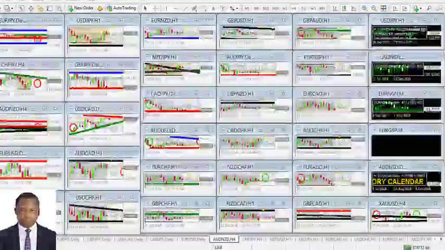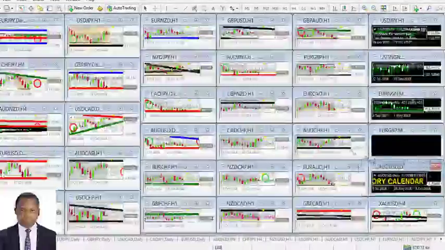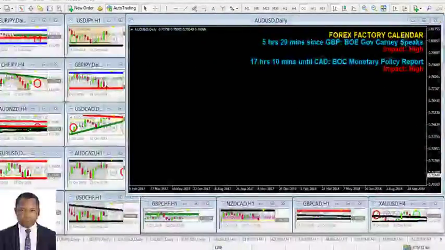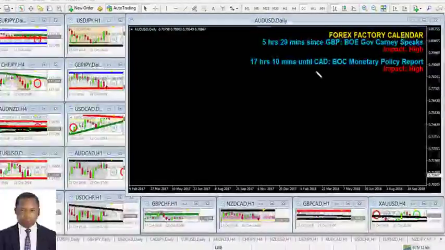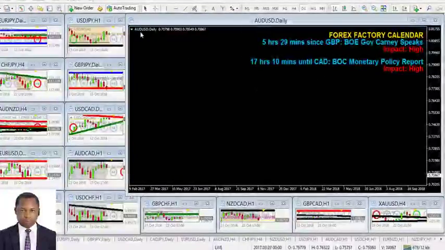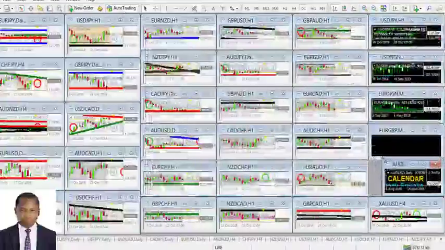But before then, I need to remind you that the monetary policy report, that's the interest rate announcement affecting the Canadian dollar, is scheduled for tomorrow, and so we are going to be avoiding all Canadian dollar crosses because of that interest rate announcement. Okay, all right, let me bring back my chart.